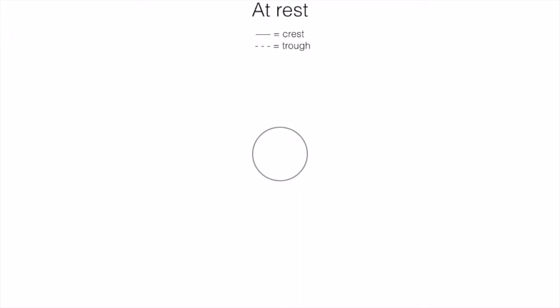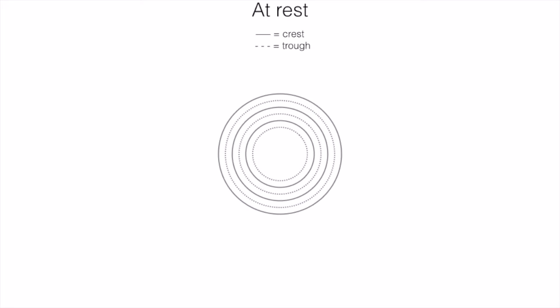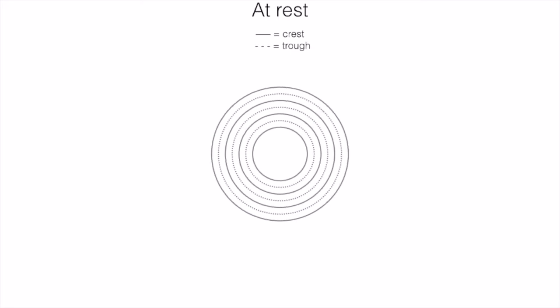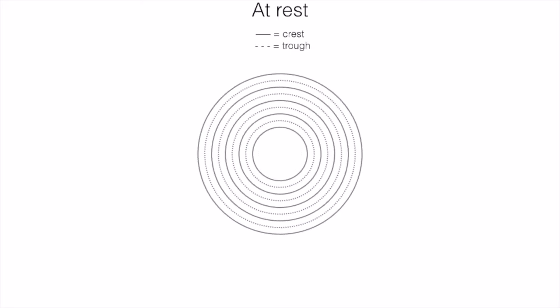When a source of sound is at rest, its waves behave in a fairly simple manner. This animation shows the waves coming from a still source at even intervals. Sound waves moving away from a source alternate between crests and troughs.